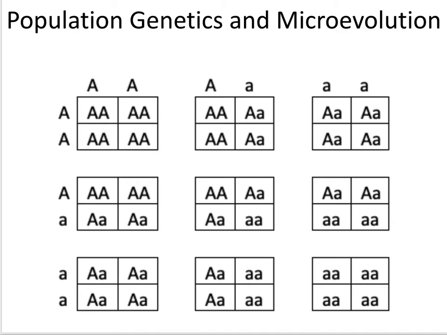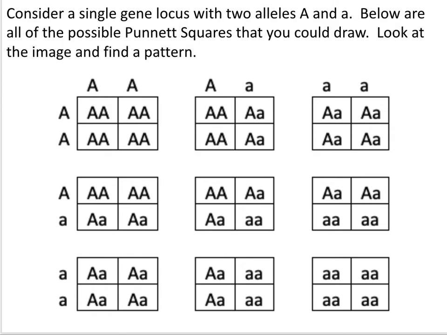AP Biology. Today I'd like to talk about population genetics and microevolution. So, I'd like you to consider a gene locus that has two alleles, a big A and a little a, and if you figured out all the possible Punnett squares that you could draw, they're shown right here.